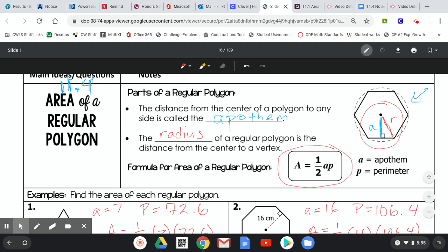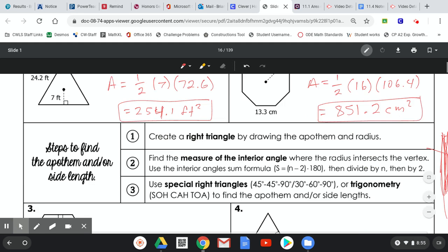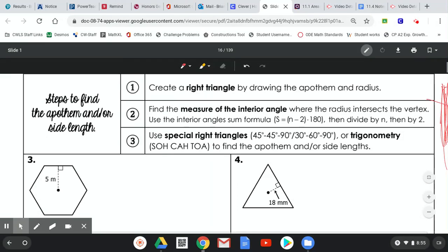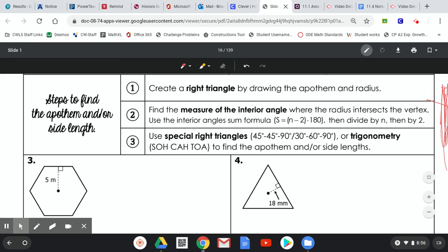Since we have the right triangle, we're going to use trig to find the side lengths. Now, you can also use special right triangles. It's a faster way, but if you prefer trig, because I know we struggled with special right triangles, you don't have to use them at all. You can use trig the entire time. Special right triangles are just a shortcut.